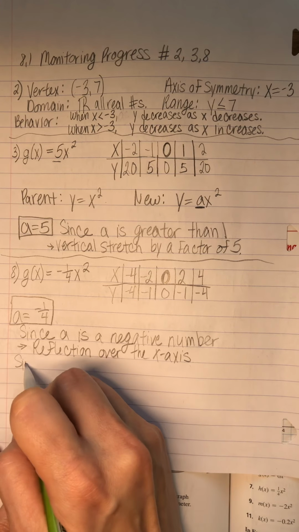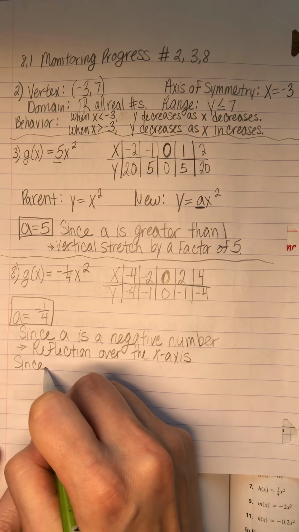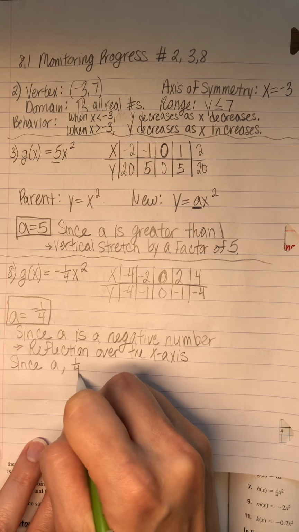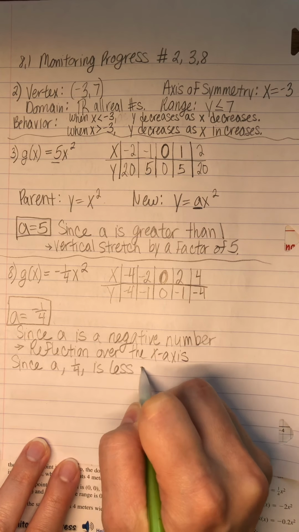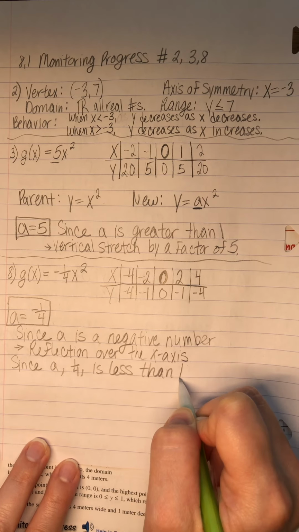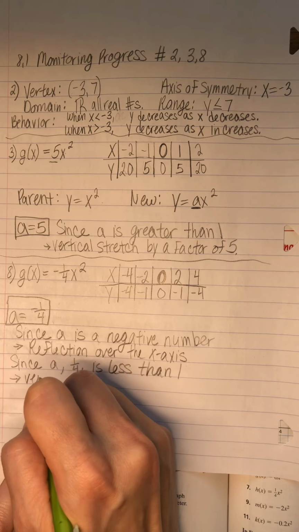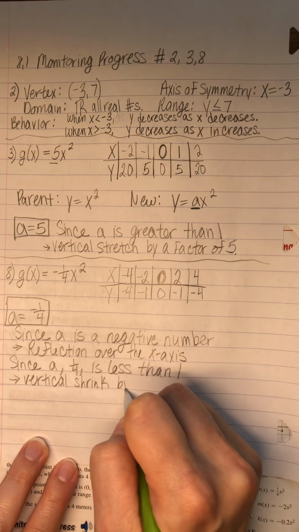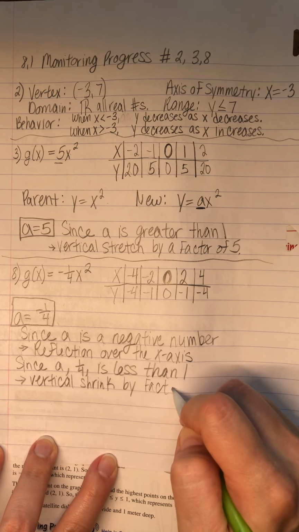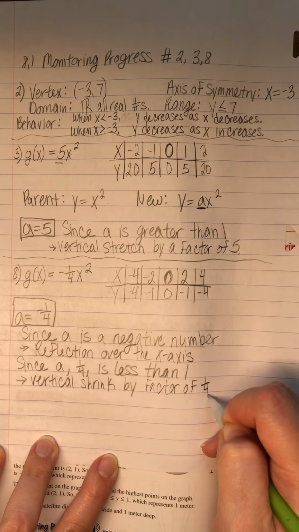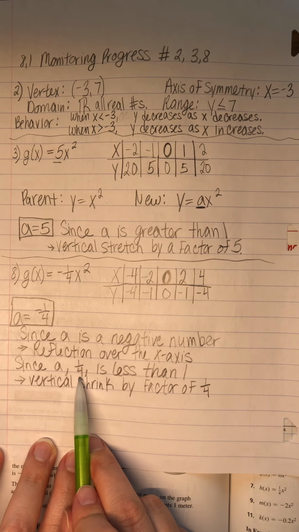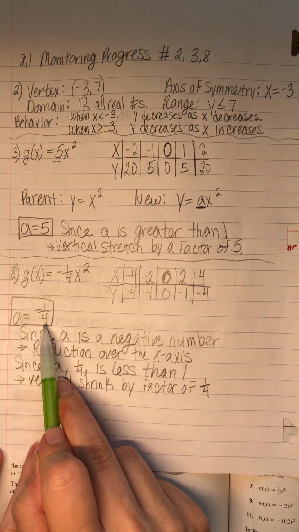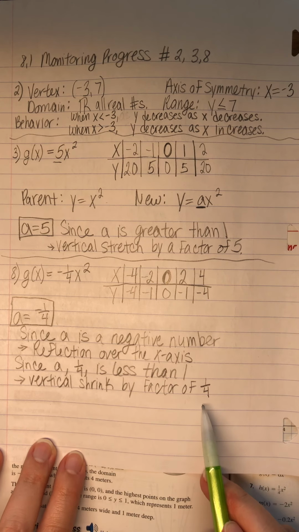So since the a, and we're going to talk about it as 1/4, is less than 1, that means that this is going to be a vertical shrink by a factor of 1/4. So whatever the number is we're using here, again, we're using the positive value because the negative only has to do with the reflection. So it's almost like the absolute value of it, and that's the number we're using here.